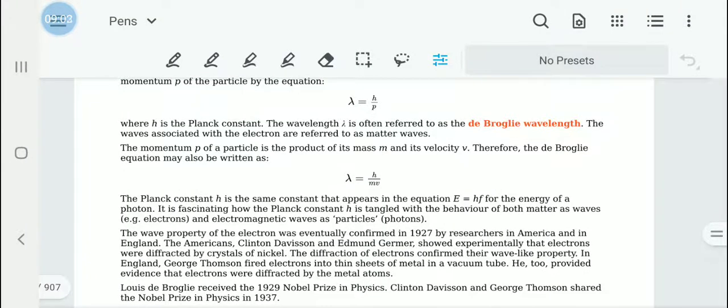The Planck constant is the same constant in E equals hf for the energy of a photon. So as a result, this h is not only applicable to waves, but also it is related to particles as well. So that is a very important distinction that we need to make.